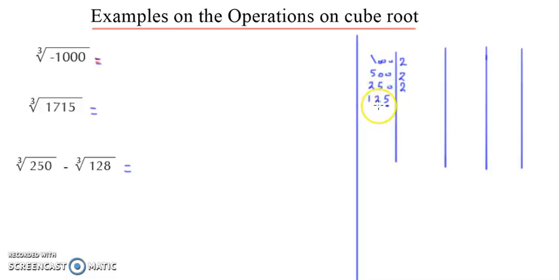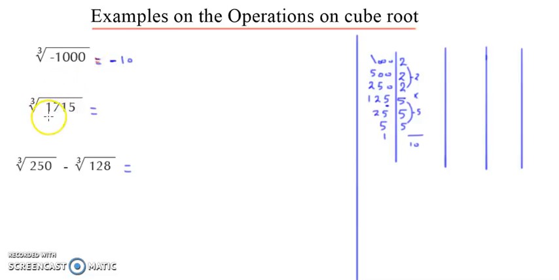The unit is 5, so we can divide it by 5. 125 divided by 5 is 25. 25 is divisible by 5. 25 divided by 5 is 5. 5 divided by itself is 1. In order to find the cube root, from every three 2s we take one 2, so it will be 2 here, and here is 5. Then multiply: 2 multiplied by 5 is 10. So the cube root of negative 1000: the cube root of negative 1 is negative 1, and the cube root of 1000 is 10.